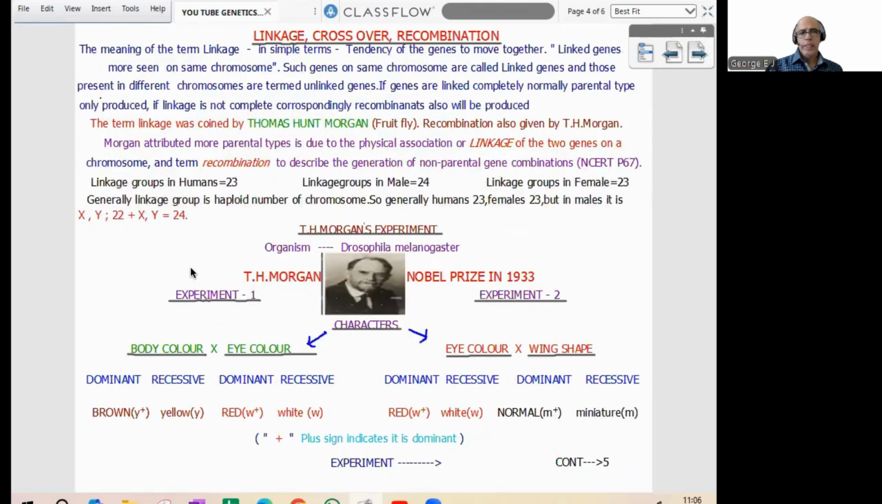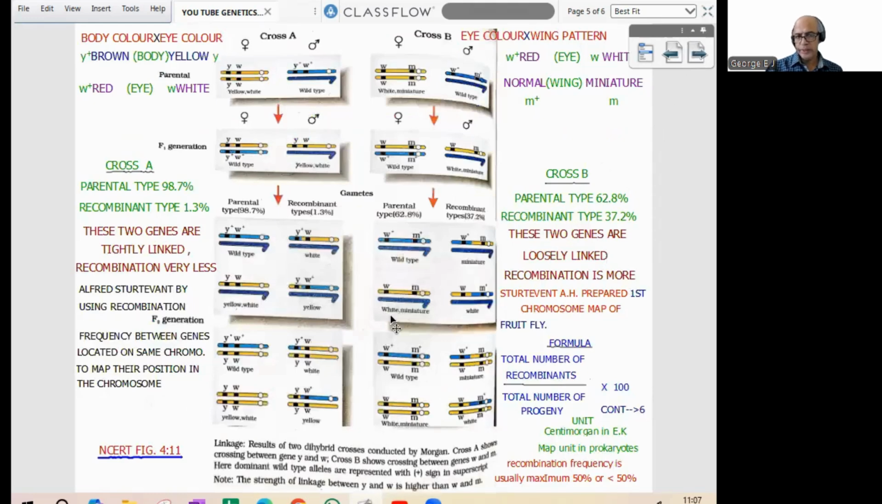After that, linkage, then crossing over, recombination, meaning of the term linkage, how it is broken through crossing over and produces recombination, new combination, and who coined the term linkage, T.H. Morgan, famous organism is fruit fly. Then linkage groups in humans, males, females, why it is 24 in male. Then experiment of Morgan, experiment 1, 2, or A, B, characters, body color, eye color, wing pattern, and the idea behind the experiment. When we observe this, we will be confused, but nothing is there, I told you. Then all characters given. After that, cross A, cross B, why recombination is less in cross A, why it is more in B. And after that, Sturtevant, by using these principles given by Morgan, how he developed the chromosome map.